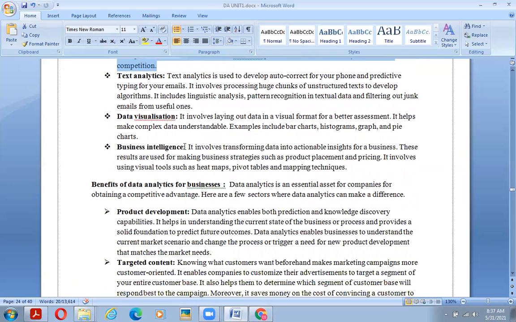Data visualization. It involves laying out the data in a visual format for better assessment. It helps make complex data understandable. Examples include bar charts, histograms, and pie charts.